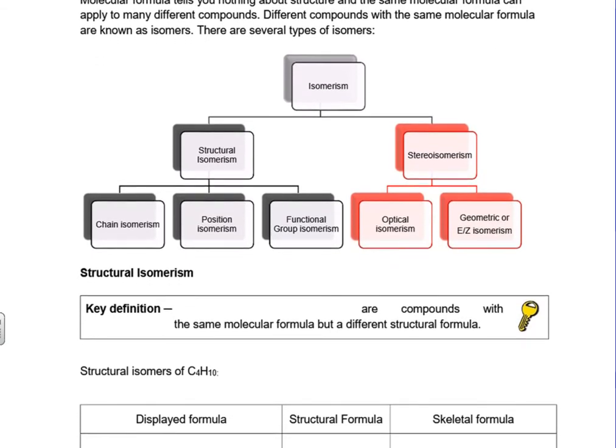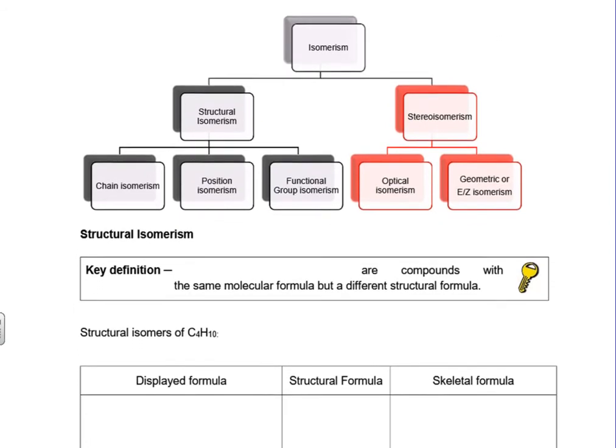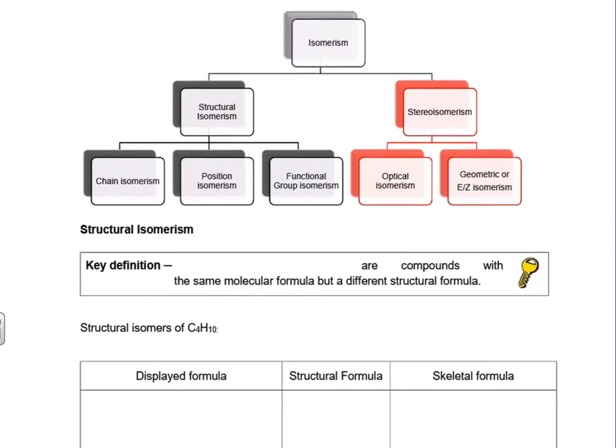So we've got these two types of isomerism, structural and stereo. We're going to spend most of our time looking at structural isomerism. Stereoisomerism is something we will probably touch on briefly and then come back to in another unit of study. So structural isomers can be subdivided into 3 types: chain, position and functional group.